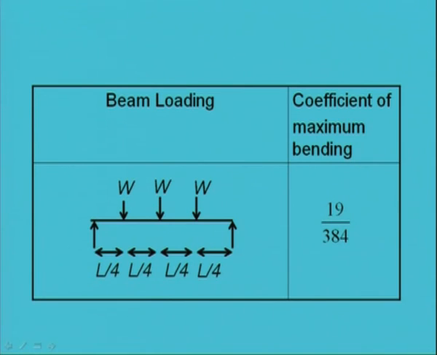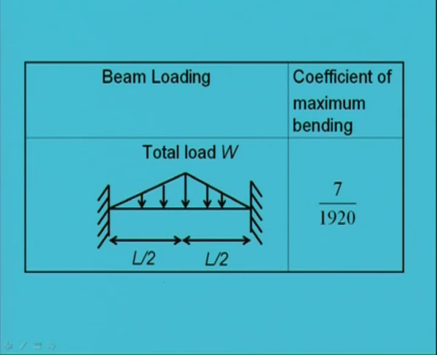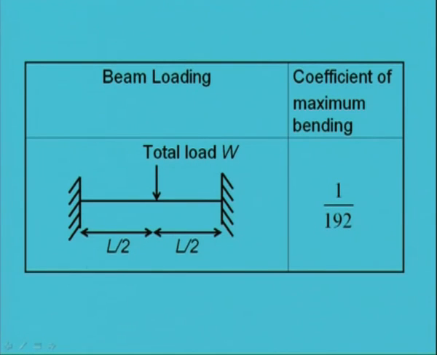So, if 3 loads are there at L by 4 distance, then this will become 19 by 384. These coefficients can be found from any standard structural analysis book. And if the beam loading is triangular, then the deflection coefficient will come as 7 by 1920, right. If the load is at the midpoint with beam end condition as fixed, then the coefficient will become 1 by 192.